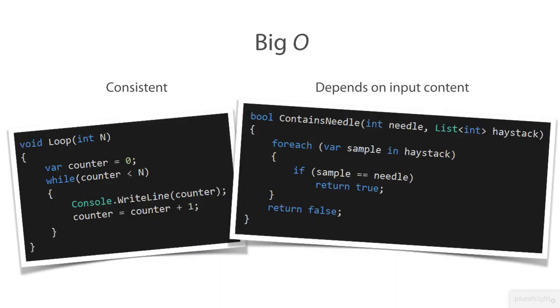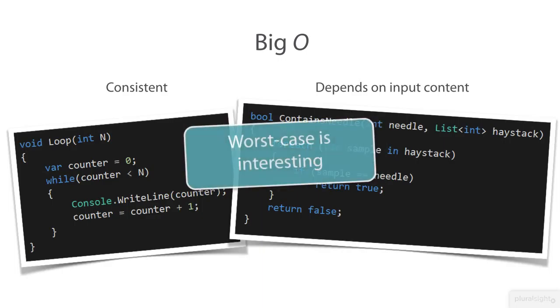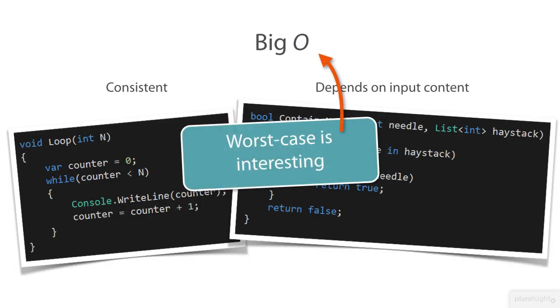So the exact complexity depends on the actual input contents, and therefore it makes sense to talk about the worst case complexity of the program. And this is exactly what the big O notation is all about.